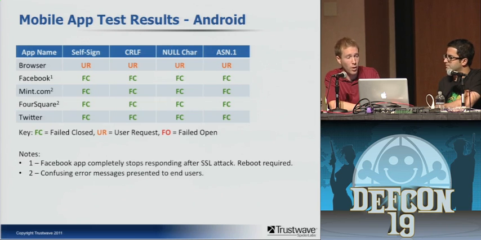Sure. So on Android, as you can see, in a lot of ways, we didn't find a whole lot. We ran through several hundred tests, actually, across the ASN1 fuzzers and various other ones. You can see that the self-sign, CRLF, null character, and ASN1s all fail closed. In the browser, you get what you'd expect, which is the invalid certificate notification, and in Android you can also click view certificate and see a little bit of the details. You can't see why the chain might not be working, but you can see the end entity certificate itself.